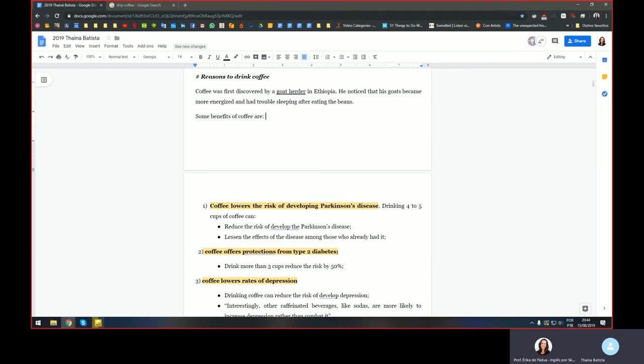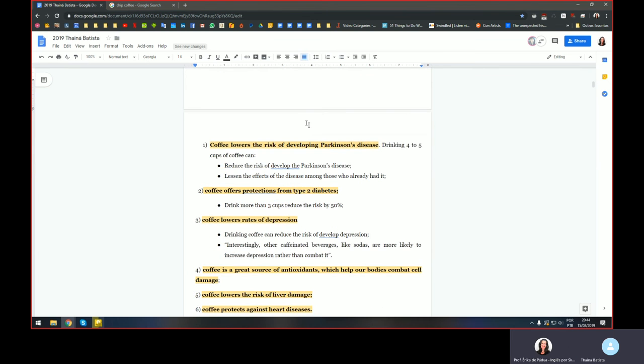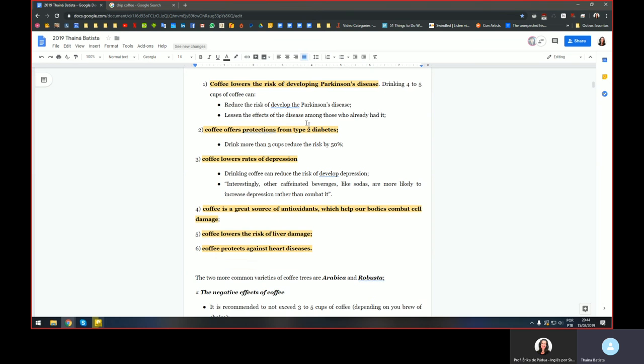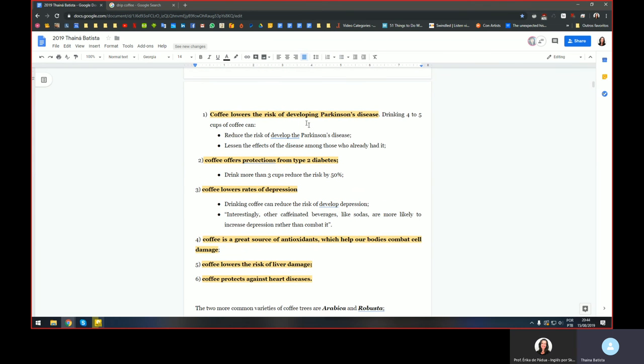And here are the 6 reasons to drink coffee, the benefits. First, coffee lowers the risk of developing Parkinson's disease. If you drink 4 to 5 cups of coffee per day, you can reduce the risk of developing Parkinson's disease, but it can also lessen the effects of the disease among those who already have it. People who have it now, if they drink coffee, it can lessen the effects of the disease. 4 to 5 cups per day.